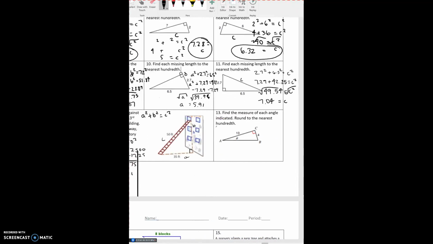13. Find the measure of each angle indicated. This is the angle we're looking for. So we first need to label. Here's my opposite and my adjacent. So we are going to use tangent of my angle is equal to 4 divided by 13. We need to get my angle alone, therefore we take the inverse. My angle is equal to the inverse tangent of 4 divided by 13. Plug that in the calculator, and your angle is equal to 17.10 degrees.